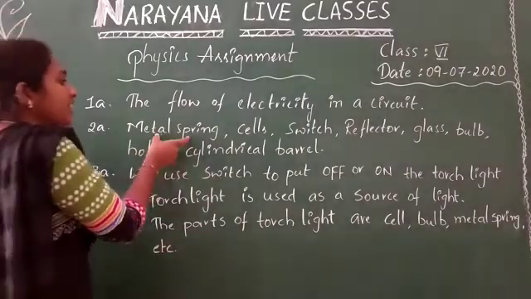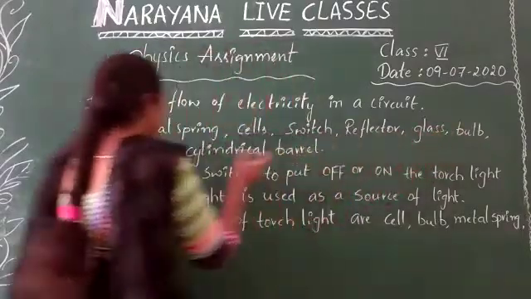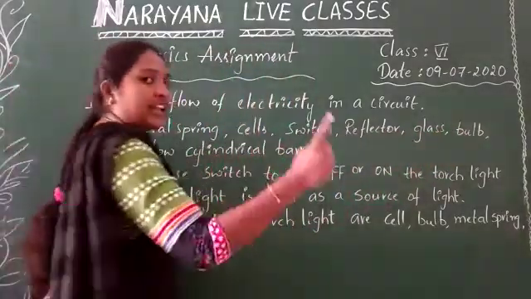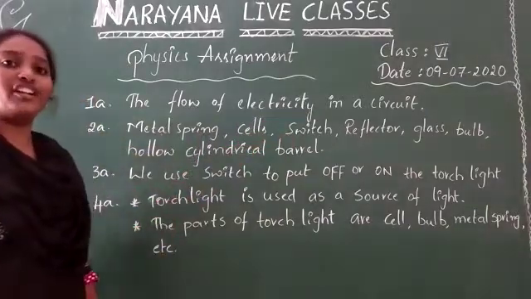Here: metal spring, cell, switch, reflector, glass, bulb, hollow cylindrical barrel, outer layer. These are all the internal parts of a torchlight.